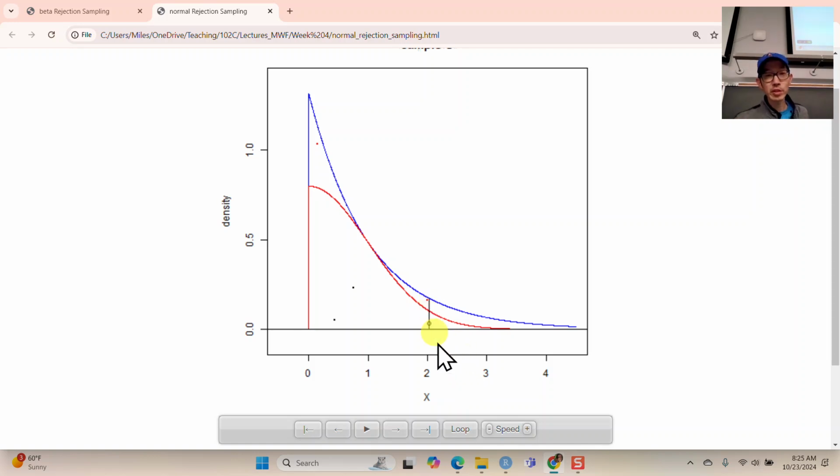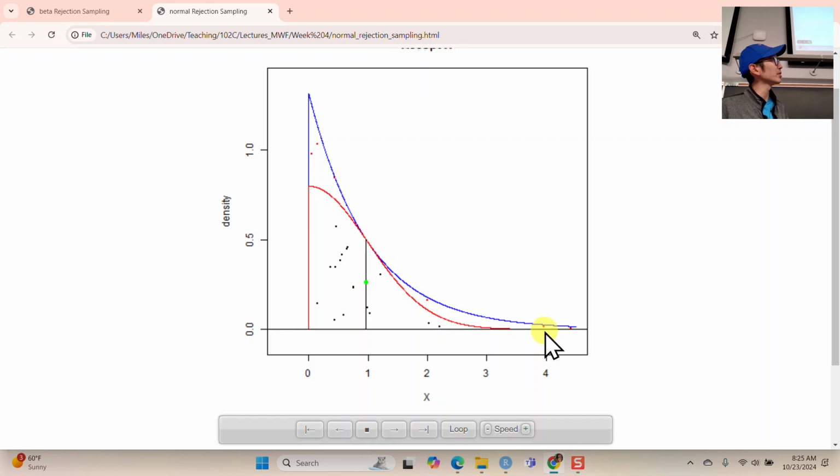So we can see anytime we propose a value near 2, there's around a 50% probability that it will either get accepted or rejected, depending just on the random U that I generate. I'll go ahead and let this animation run again. Here, it proposed a value all the way out at 4, but it got rejected.